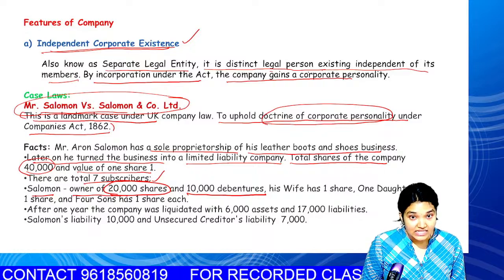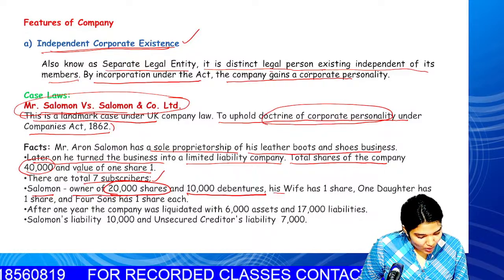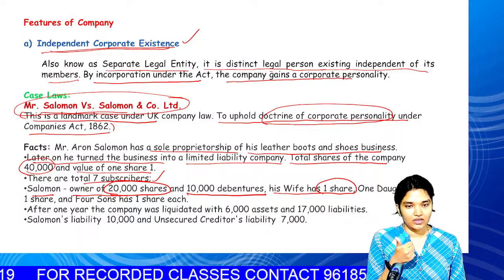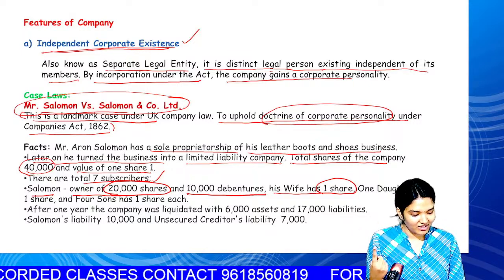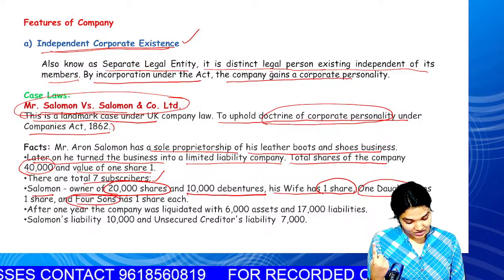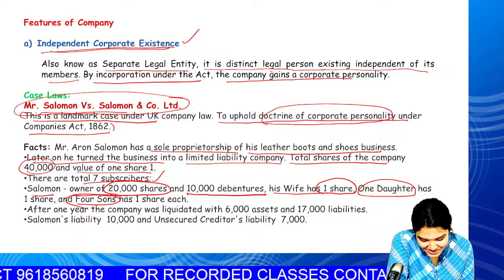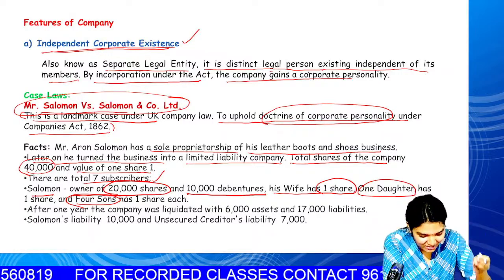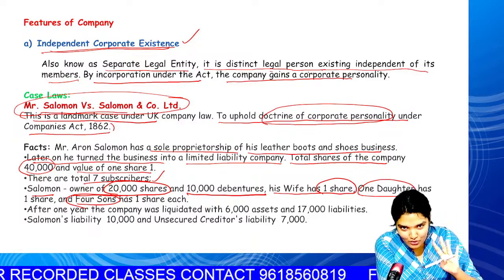Debentures means secured debtors. Yes or no? Yes. His wife has 1 share. Wonderful. So sweet husband. One share for the daughter and 1 share for each of the 4 sons. He is a great father also. So he has given 1 share to his wife, 1 share to his daughter, and 1 share for each of his 4 sons.